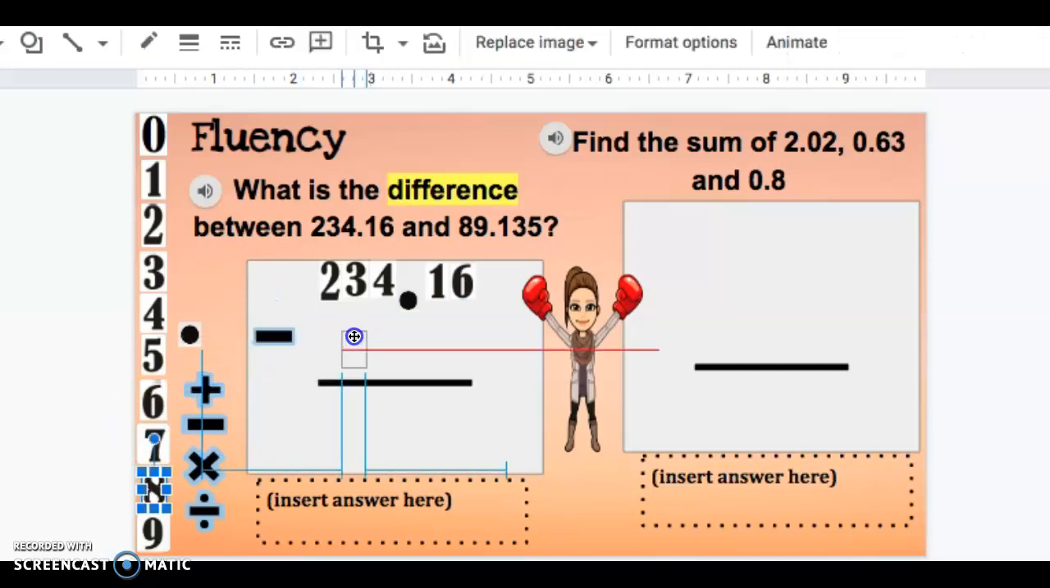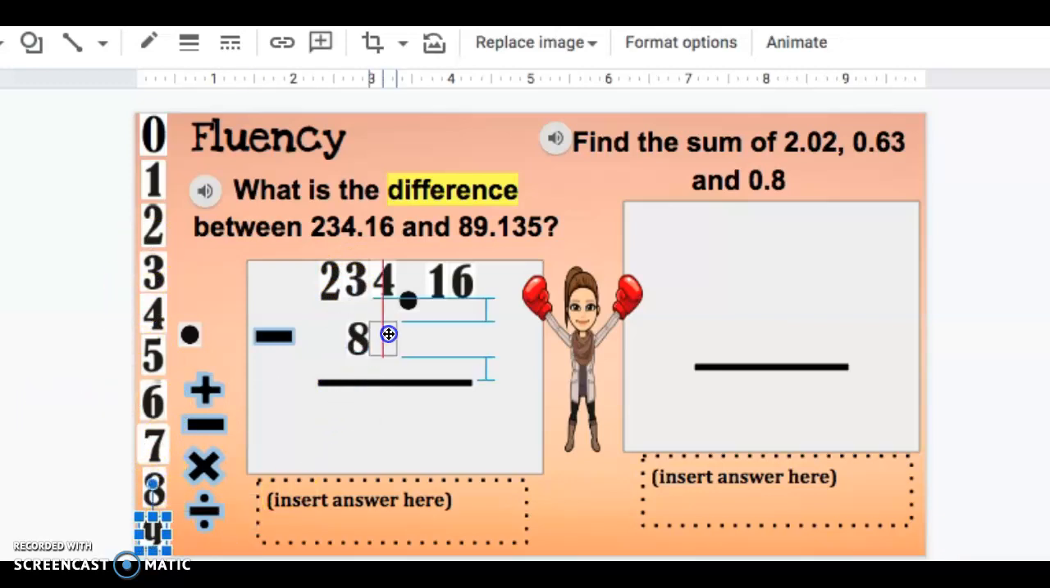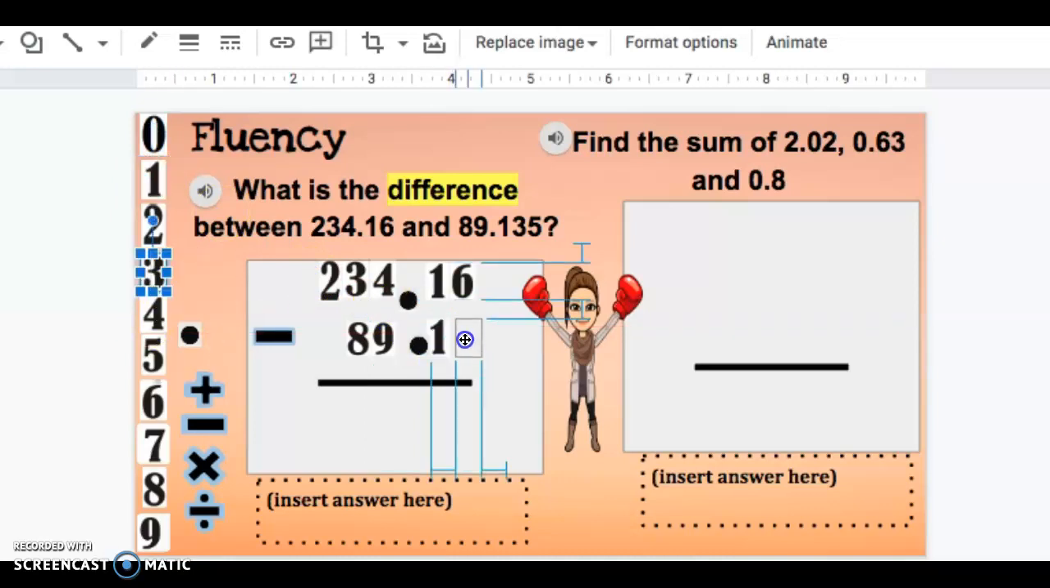89, and I need to make sure I line up my digits with the correct place value. So my 8 is in my tens place, so I put it in the tens place. My 9 is in the ones place, so I put it in the ones place. I put my decimal point, and I have a 1 in the tenths, a 3 in the hundredths, and a 5 in the thousandths.